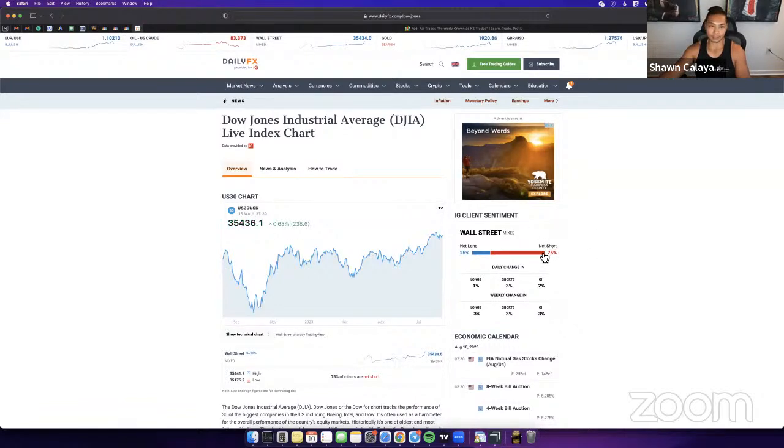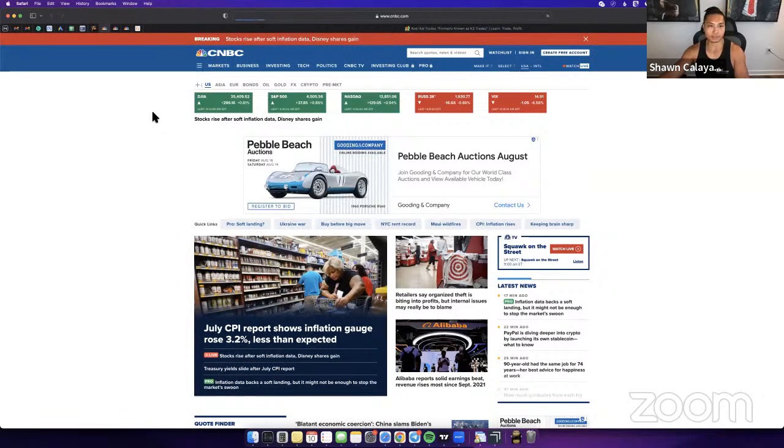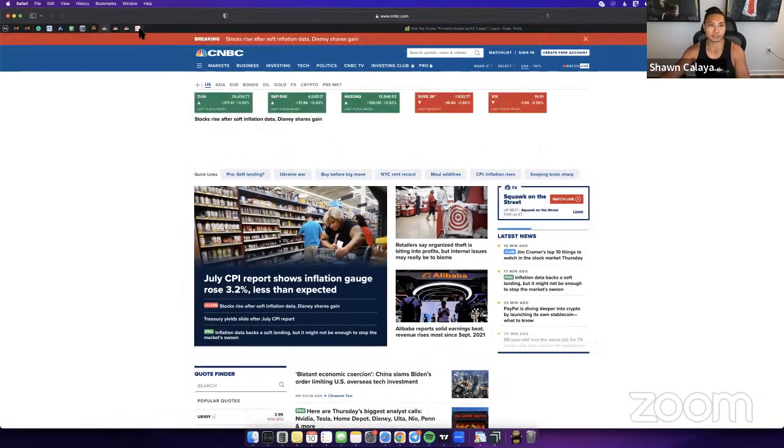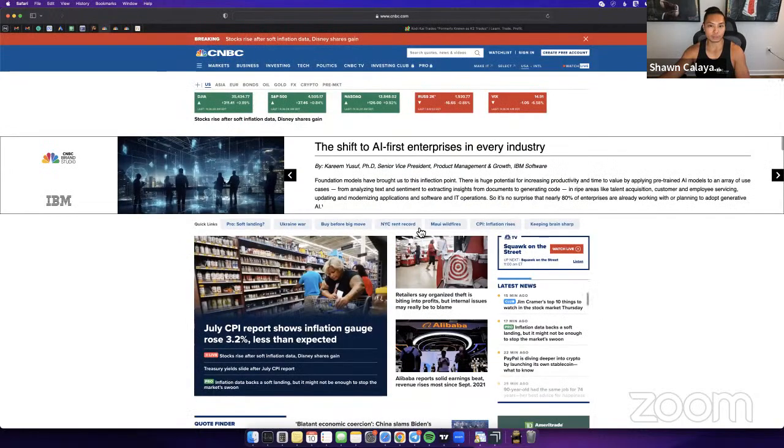So obviously we're going to buy. And yeah, it played out perfect because we had the fundamentals. Obviously we're going to look for buys here. Retail sentiment was pretty high, 75%. And then fundamentals were bullish.